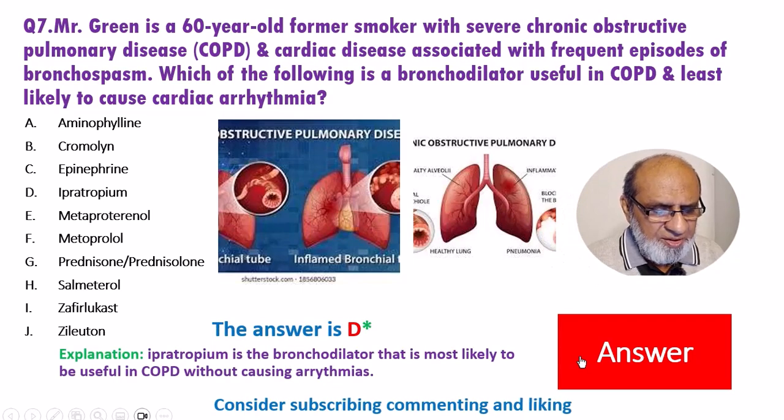The answer is D. Explanation. Ipratropium is the bronchodilator that is most likely to be useful in COPD without causing arrhythmias.